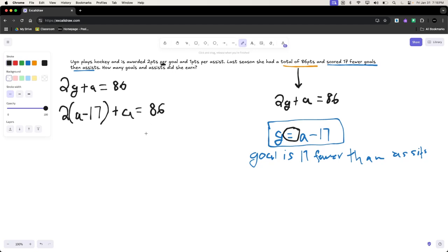Now we have some simplifying to do. First off, from the get-go, I know that we're going to be using distributive property here. Why? Well, it follows the textbook form of distributive property.